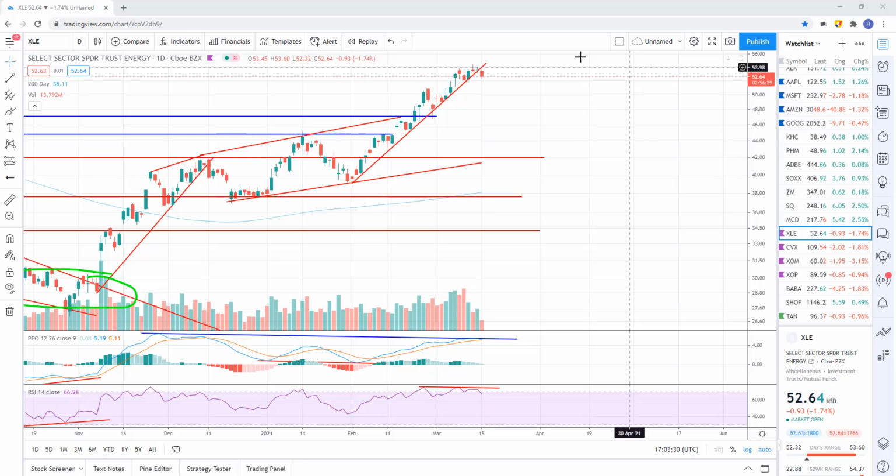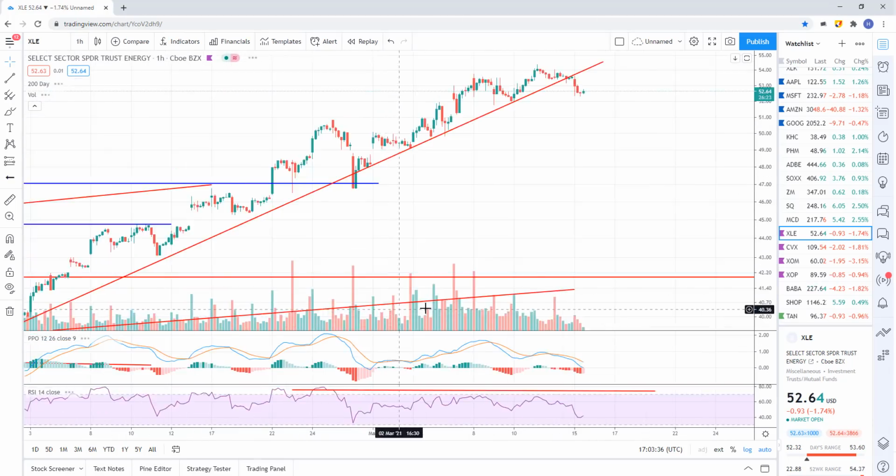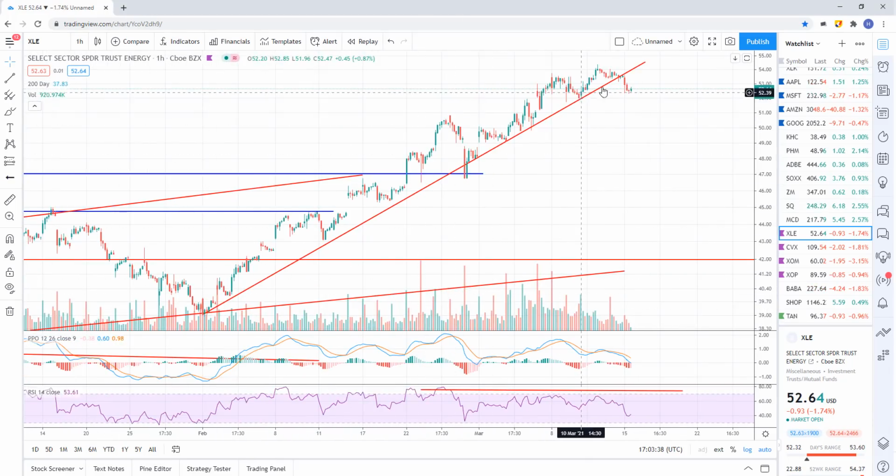Energy is starting to break. It's not impulsive yet. We've got this XLE. You've got this upward trend line right here. If I look at the hourly, you can see a pretty clean trend line. We're starting to break down, but not a lot of follow through. It's not super impulsive. And again, the Fed's coming out on Wednesday, so I don't know. Usually, I don't expect the market to do a whole lot until the Fed comes out.